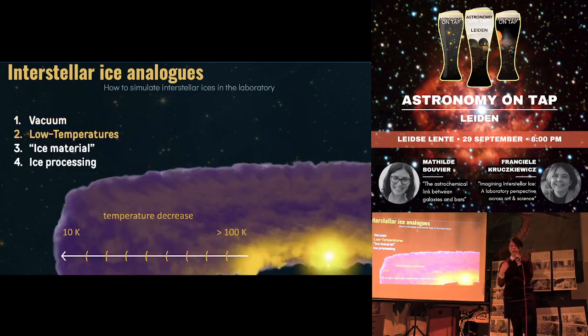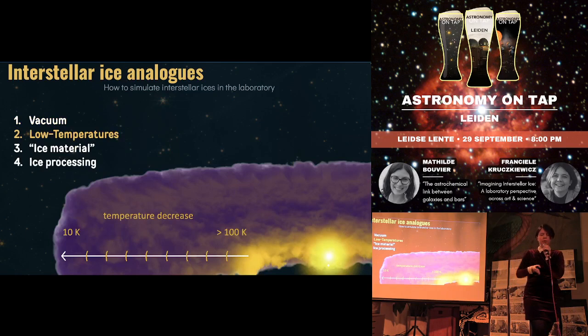And the parameter that is important for me to replicate, which is similar to the interstellar medium, is the temperature. So, for example, most of my experiments are depositing interstellar ice analogs at 10 Kelvin. But I can also replicate some interstellar ices that are close to a star. Then I can reach temperatures of about 100 Kelvin.